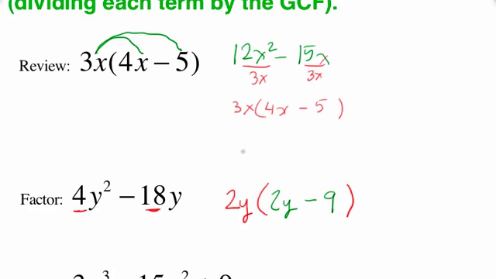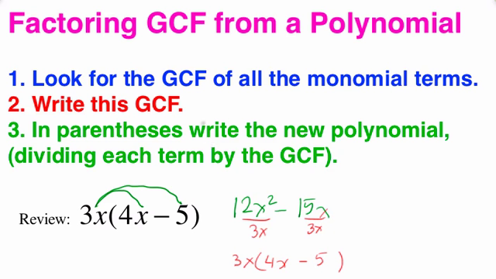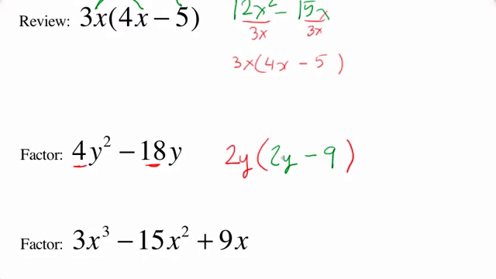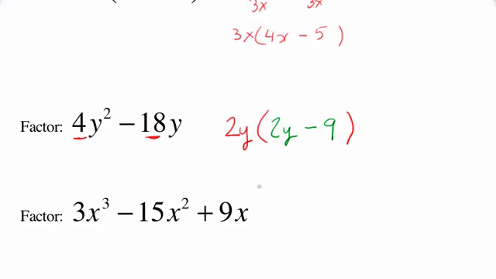Now one thing which I didn't say in the instructions is you always should check. You should always check. And the way we check is by multiplying. So very quickly, what's 2y times 2y? That's 4y squared. What's 2y times negative 9? That's negative 18y.